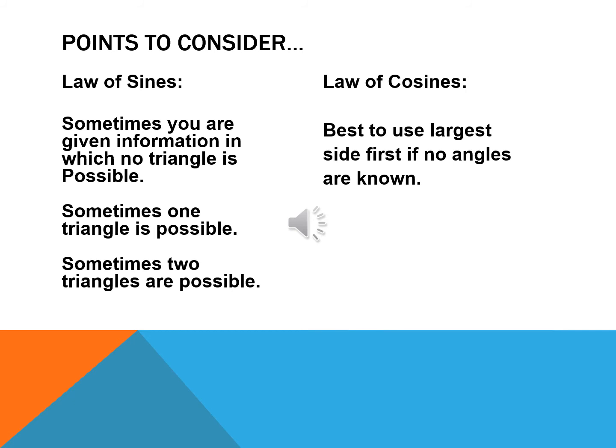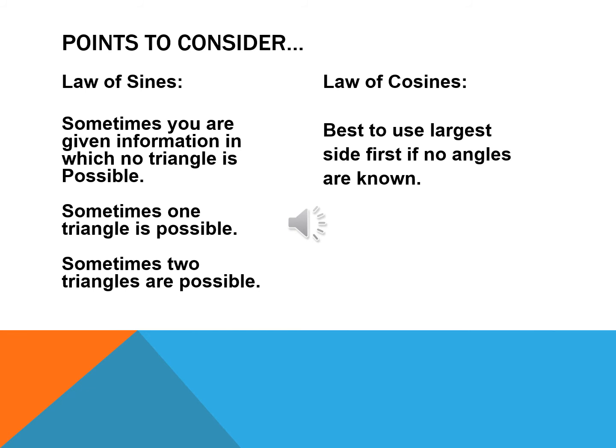Also, if you're working with law of sines, you should be aware that sometimes you might be given information in which there's actually no possible triangle. Sometimes there's two possible triangles, and sometimes there's one possible triangle. We'll discuss this further in other slides.